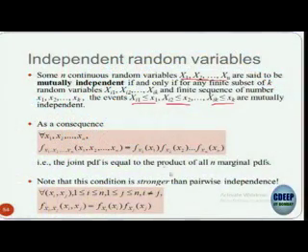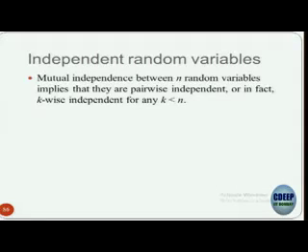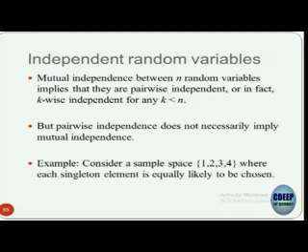So pairwise independence means that all pairs are independent of each other. Mutual independence between n random variables implies that they are pairwise independent. Mutual independence implies pairwise independence, but not vice versa. So we will consider a simple example.